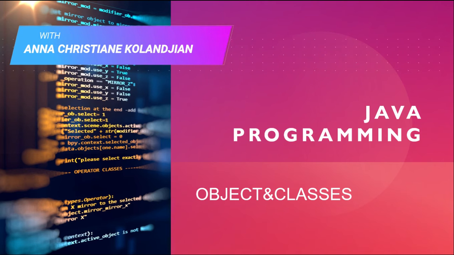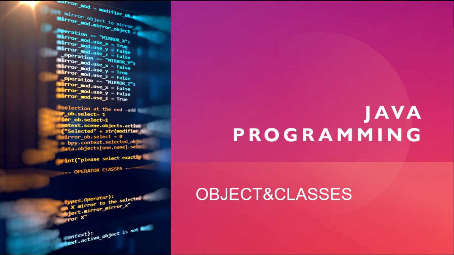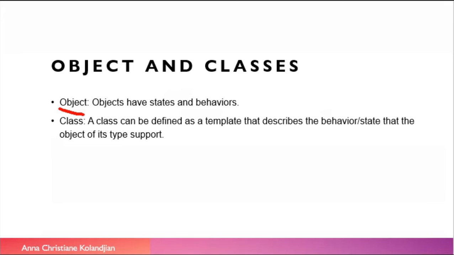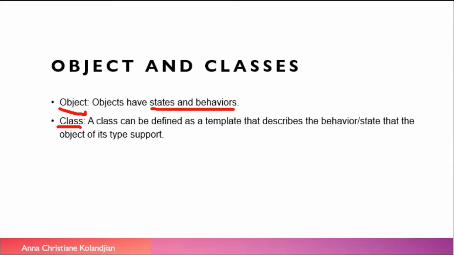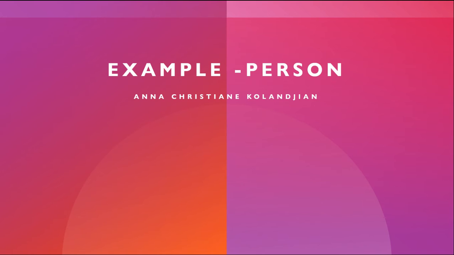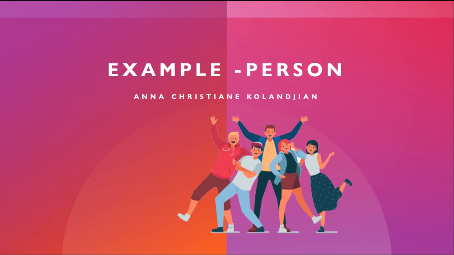Welcome to my channel. It's time to understand objects and classes used in object-oriented programming languages. An object can have states and behaviors, just like objects in real life, people, animals. But a class is a blueprint or a template that describes the state or behavior of the object of its type. If we consider the real world, we can find many objects around us: cars, dogs, humans, and so on.